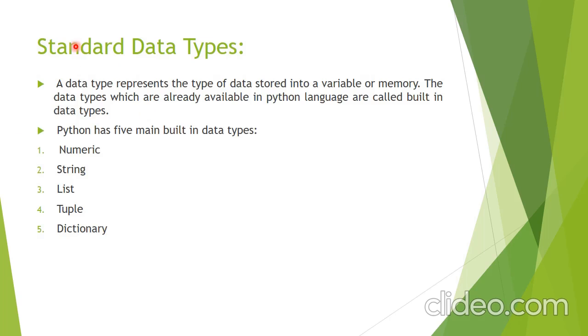Now the last and most important topic is standard data types. There are various inbuilt standard data types in Python. So what is a data type? A data type represents the type of data stored in a variable or memory. The data types which are already available in the Python language are called inbuilt data types. There are various inbuilt data types in Python: numeric, string, list, tuple and dictionary. I think everyone is aware of what numeric and string are.